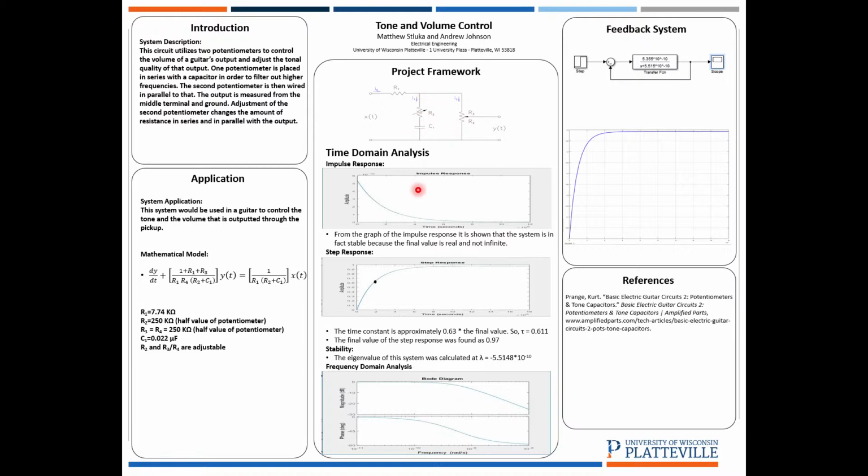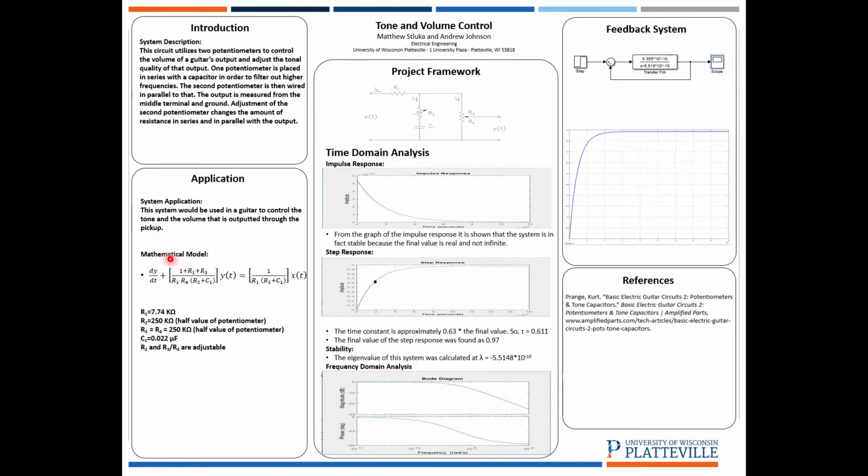The potentiometer in series with the capacitor is what bled off higher frequencies for a tone control, and the second potentiometer was in parallel with those two for the output. This type of circuit can be found commonly in a lot of guitars today.